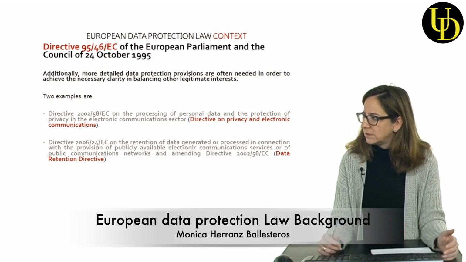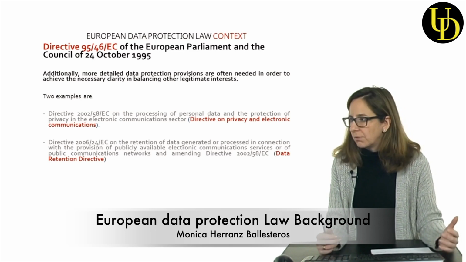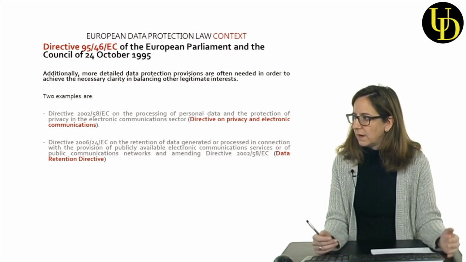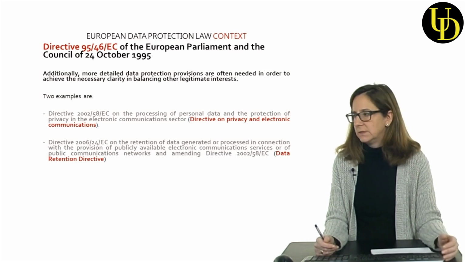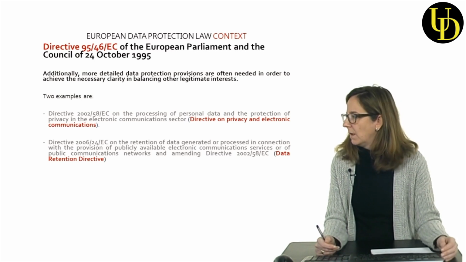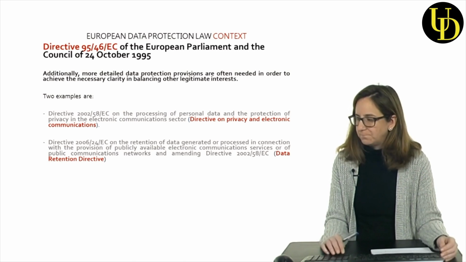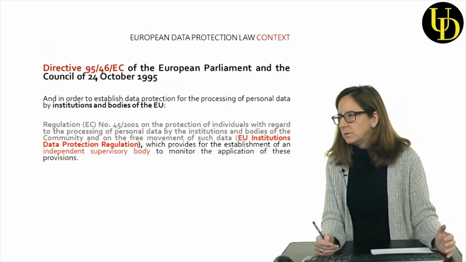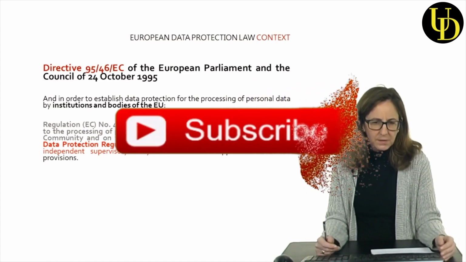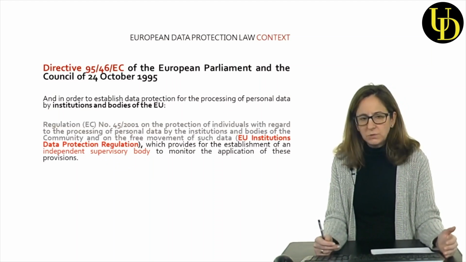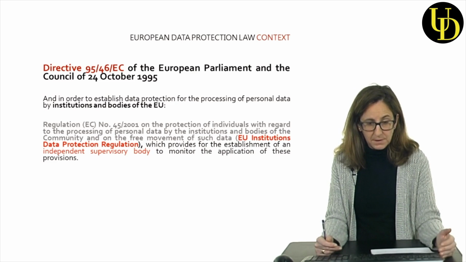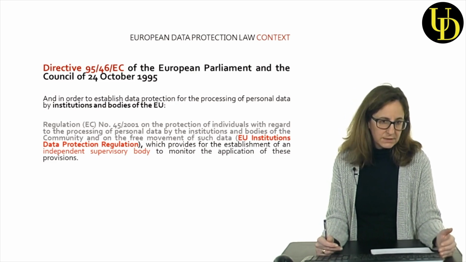Additionally to this directive, more detailed data protection provisions are often needed in order to achieve the necessary clarity in balancing other legitimate interests. So we have here several examples: the directive adopted in 2002, the Directive on Privacy and Electronic Communications, or the directive adopted in 2006, the Data Retention Directive. And in order to establish data protection for the processing of personal data by institutions and bodies of the European Union, a regulation was adopted in 2001, and this regulation provides for the establishment of an independent supervisory body to monitor the application of all of these provisions.